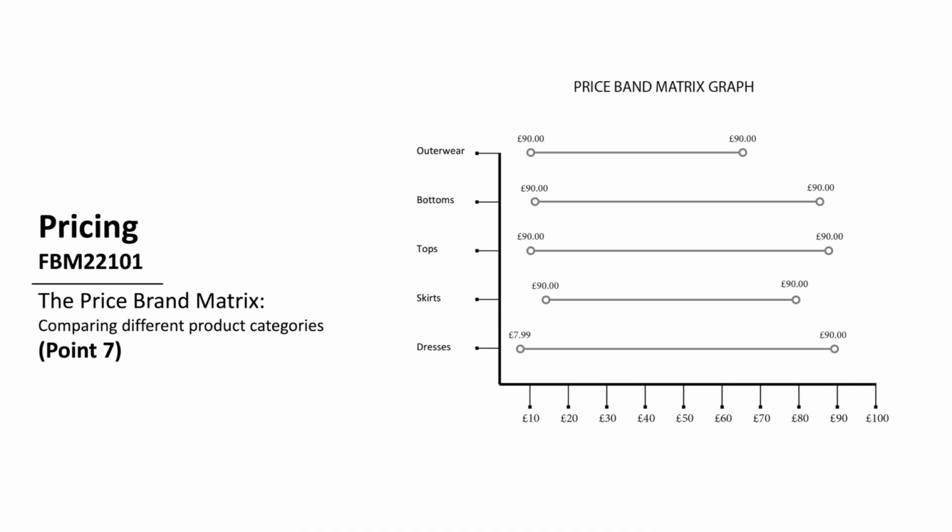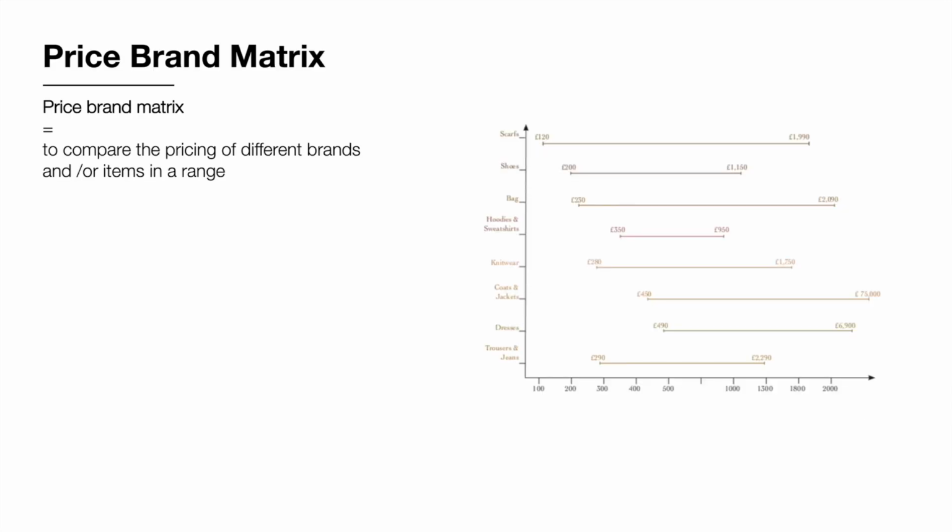Pricing, the price brand matrix, comparing different product categories for a brand, point 7. So the price brand matrix, we've got 2 of these in this project. We've completed one for the previous point. You use them to compare the pricing of different brands and or items in a range. And for this point, you're comparing different items within a range.